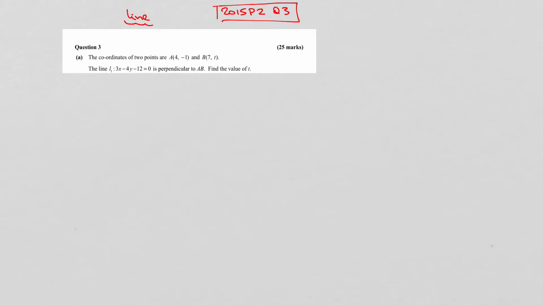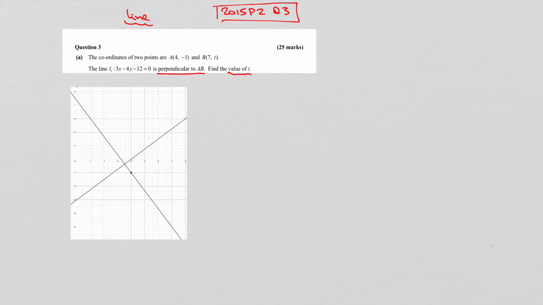2015, paper 2, question 3, the line. So in question 3a here, we're given the coordinates of 2 points, A and B, and we have a line that is perpendicular to AB, and we want to find the value of t based on that knowledge. So if we do a little sketch to show us what this looks like, it can be any rough sketch, or you can actually sketch the line L1 properly. So what our sketch does is just gives us an idea of how we can approach the question.